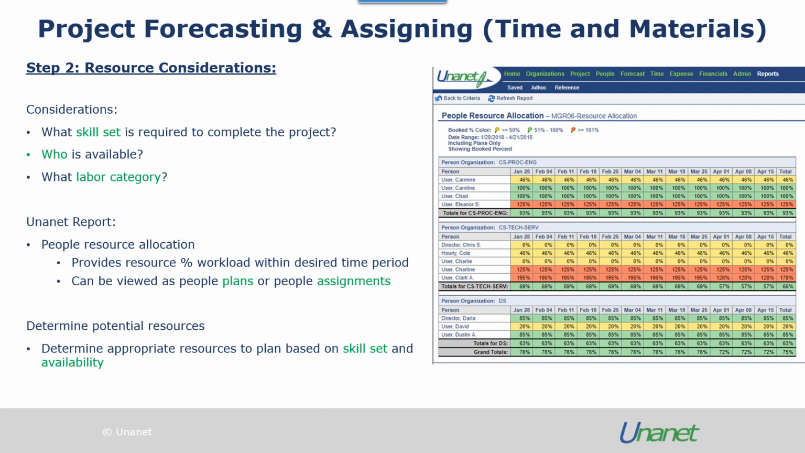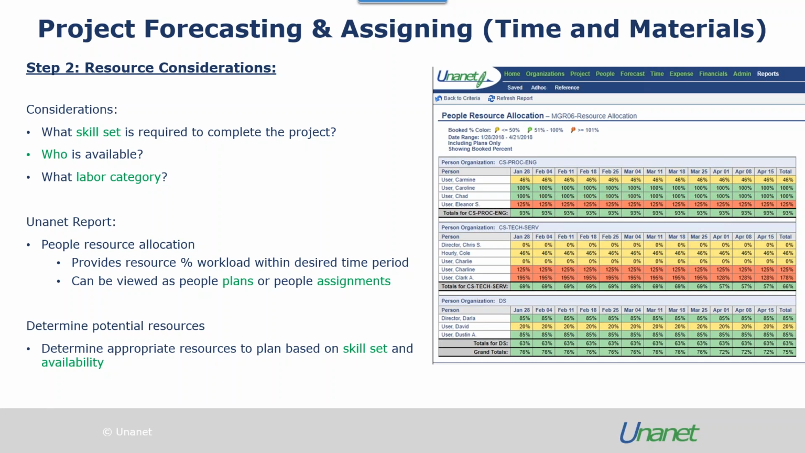So on the next slide, we're moving on to step 2, which is your resource considerations. There are various factors to consider here. For example, what skill set is required to complete the project, who is available, and what labour categories you choose. And to help narrow down the pool of available resources you have, Unanet can provide a people resource allocation report, as shown here on the right.